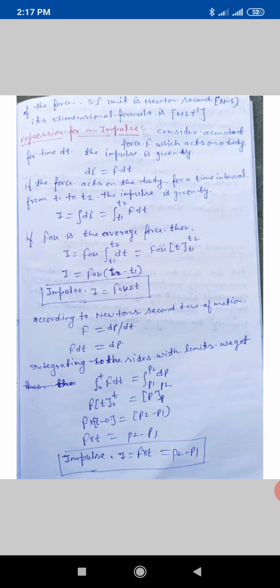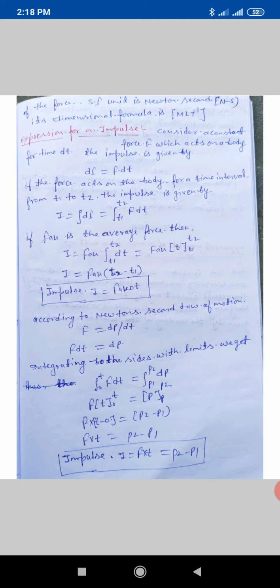If F average is the average force, then I equals F average times the integration of dt from t1 to t2, and the integration of dt will be t, so it will be F average into t with limits t1 to t2. Then I equals F average times (t2 minus t1). Impulse I equals F average into delta t.